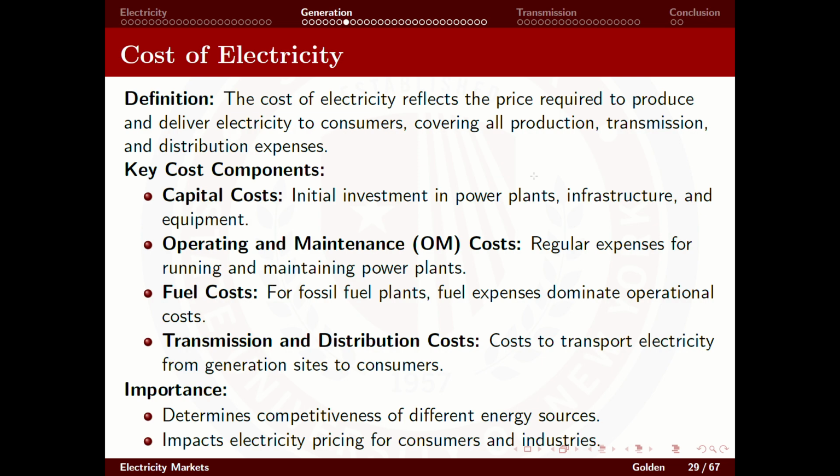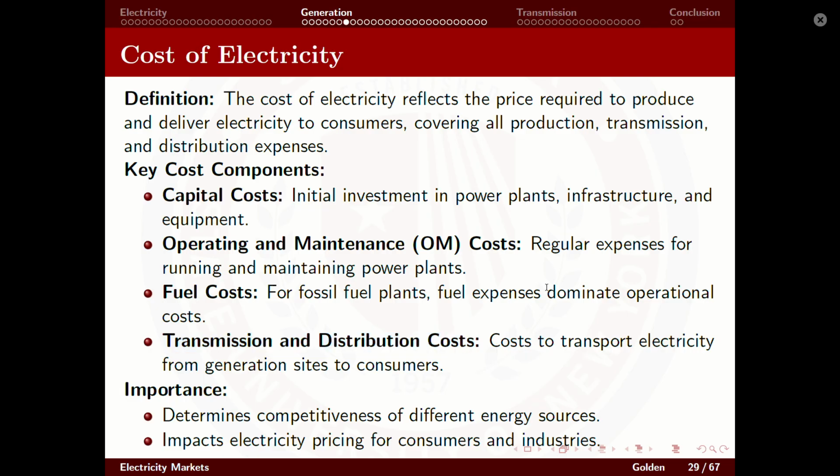Renewable plants don't have any fuel costs. They have low marginal costs. And for nuclear plants, fuel costs are so dominated by fixed costs that the cost of uranium is essentially irrelevant to running a nuclear plant. And not fully irrelevant, but pretty irrelevant.